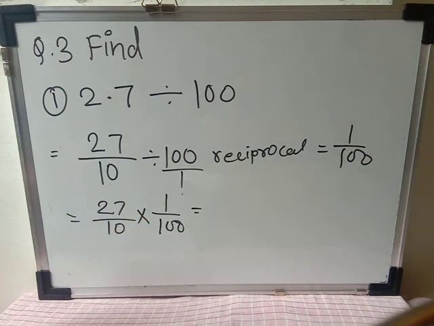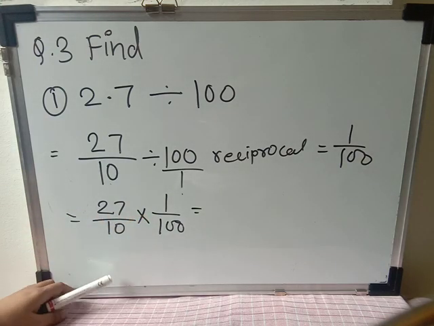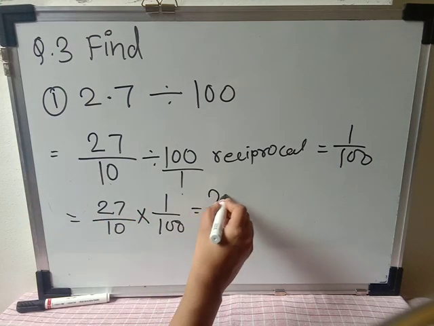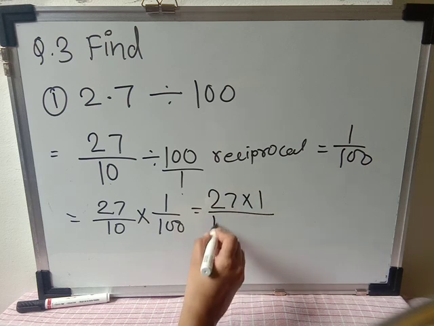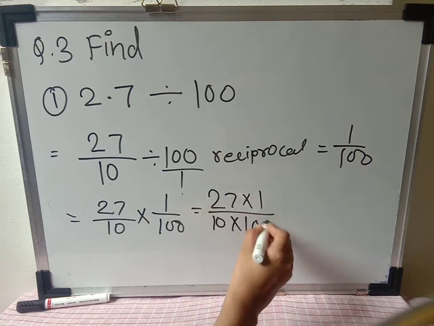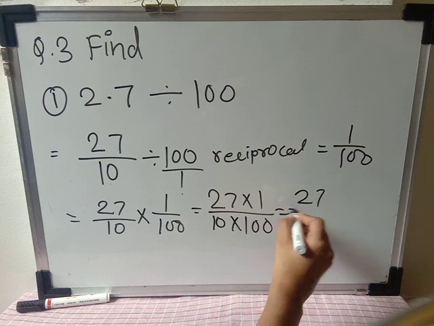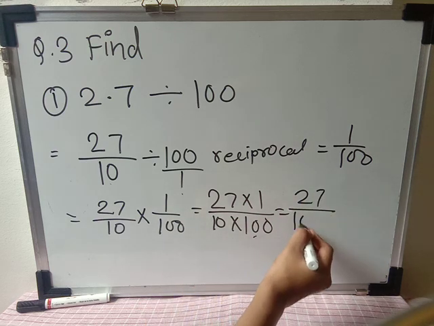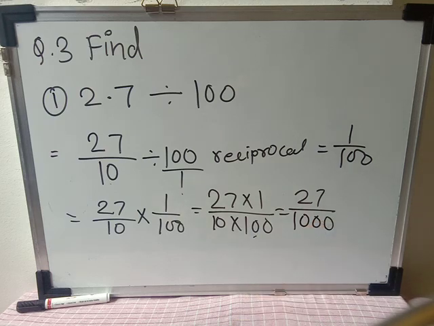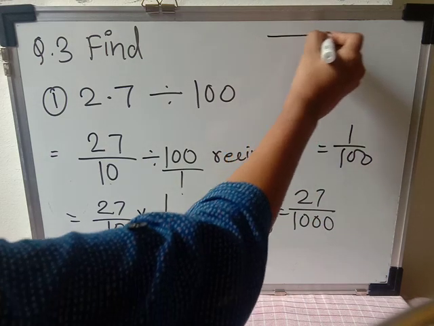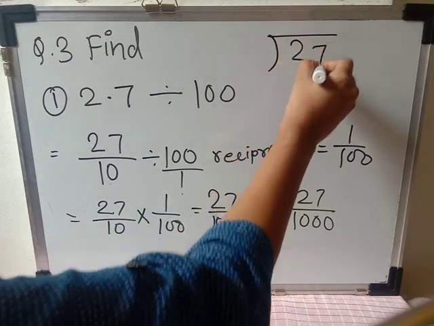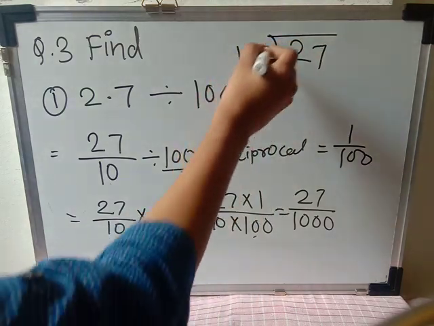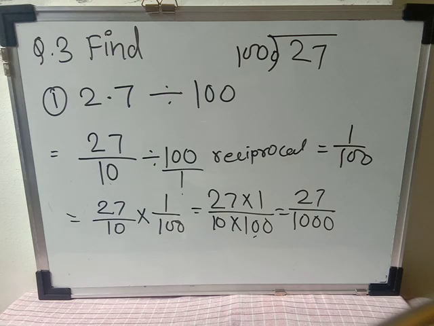Here nothing is there which is divisible. Okay, so what we are going to do is 27 multiplied by 1 and 10 multiplied by 100, and here will come 27 upon, if you multiply 10 with 100, you will get 1000. Do the multiplication in your notebook, okay, you will get the answer. Now student, here I am going to do the division of 27 by 1000. Okay, 1000. So let's see what the answer comes.